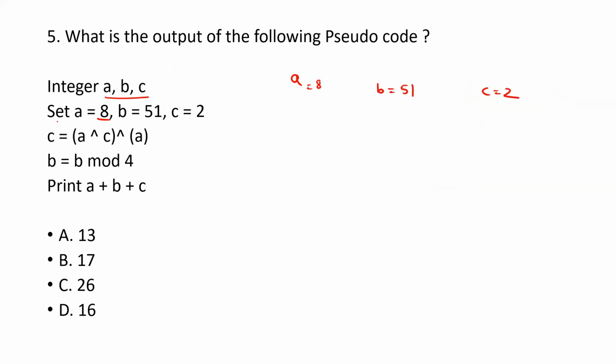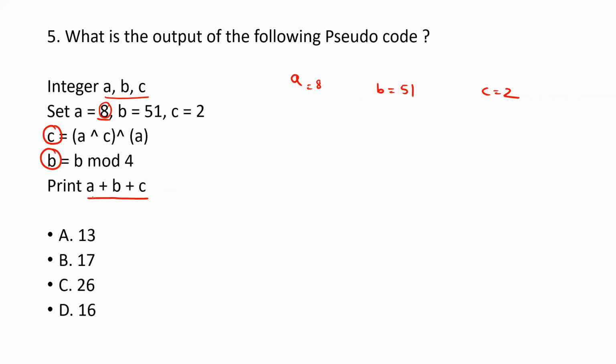Now what are they changing? They are changing the C and B variables. And finally they are printing the sum of A plus B plus C, right? We just have to print the sum of the value of A plus the updated value of B plus the updated value of C, right? Because these are the only two variables that are getting updated.